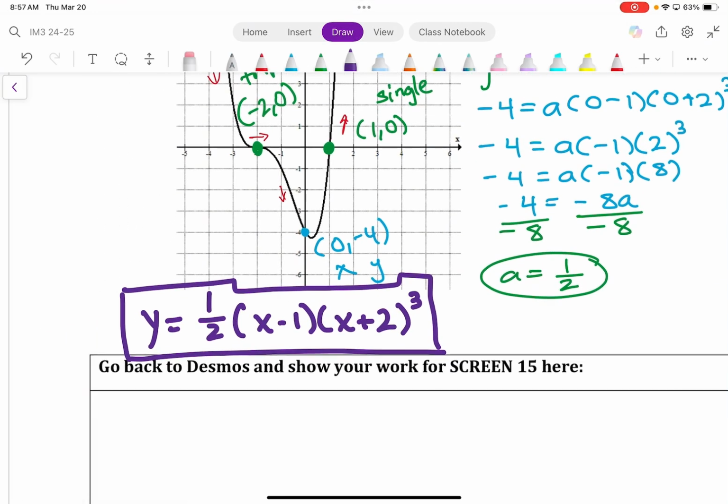Okay. All right. So overall in this lesson, we have shown you how to find the value of a with single roots, how to find the value of a with single and double roots, and then how to find the value of a with single, double, and triple roots now. Okay. So you will get a chance to practice.